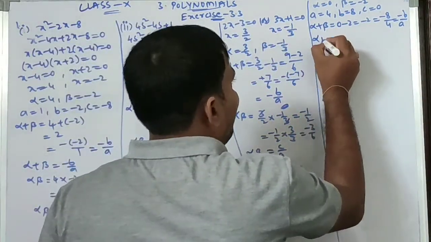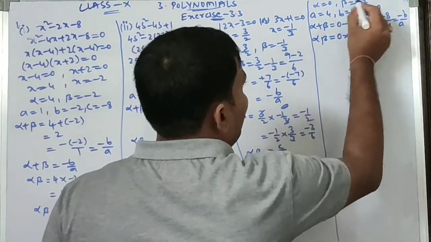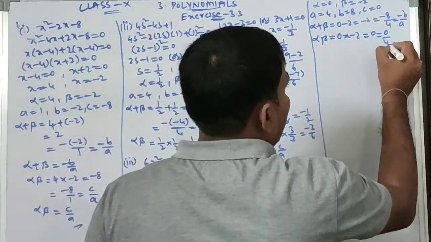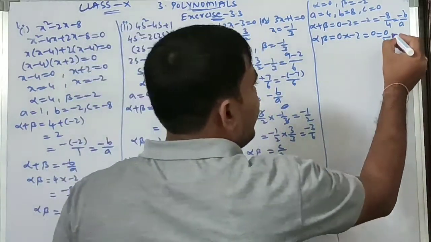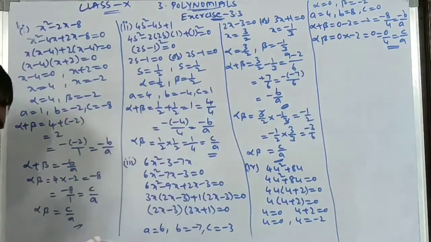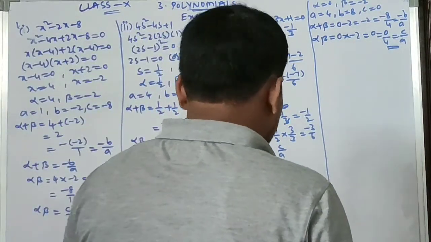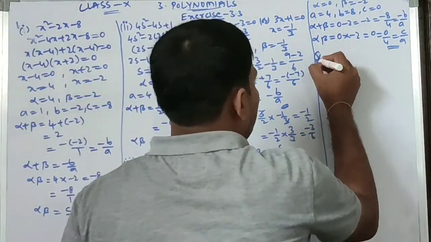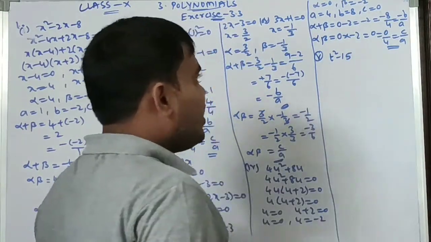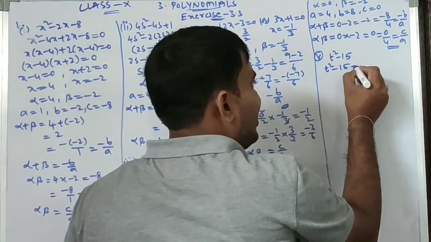We got alpha beta equal to 0 into minus 2 equal to 0. So I am writing this one as 0 by 4. 0 by anything is 0. So 0 equal to C by A. So this is the answer. Next, fifth one, t square minus 15. I am making t square minus 15 equal to 0.